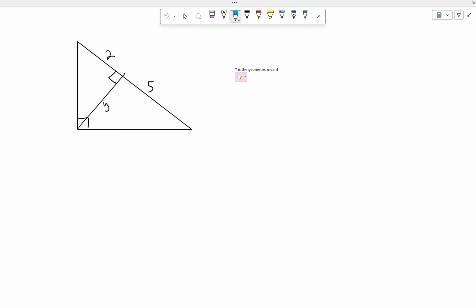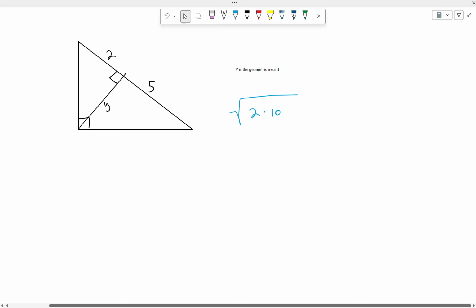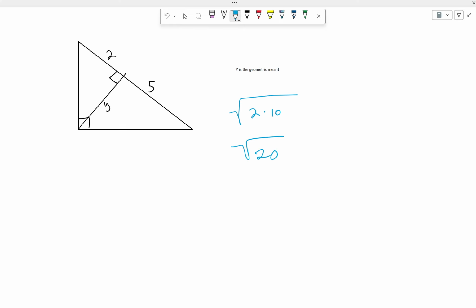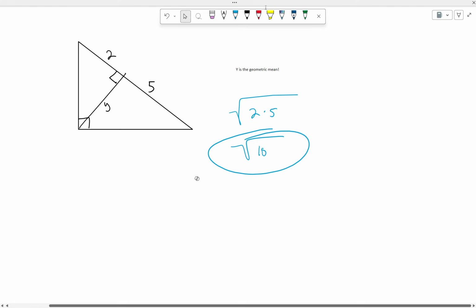So geometric mean means that we take the square root of the product of the two numbers. So the square root of 2 times 10 or rad 20. And we're not done. Gosh, guys, it's 2 times 5. I'm really bugging out here, guys. It's getting late in my evening here. 2 times 5 being 10. So rad 10. Okay, excellent.